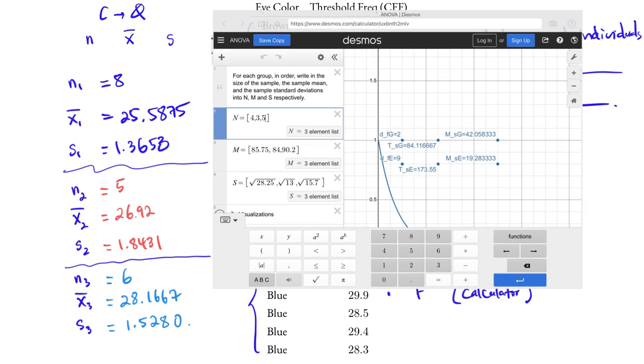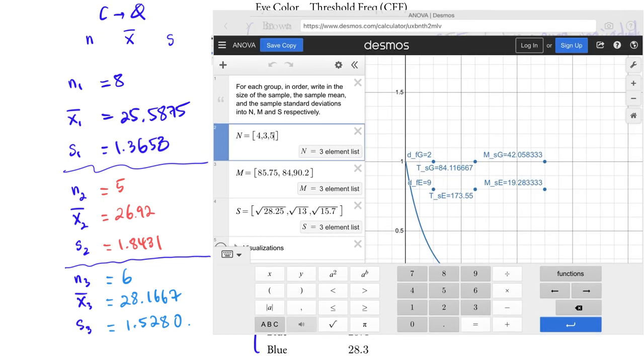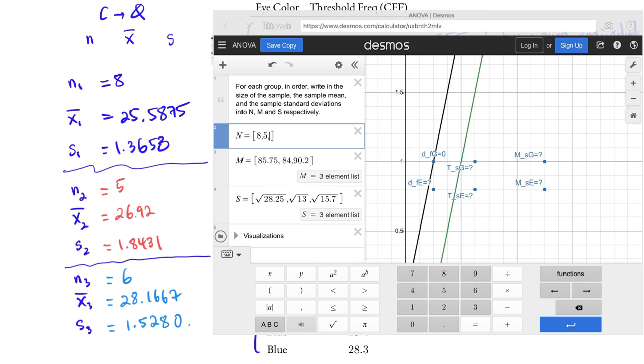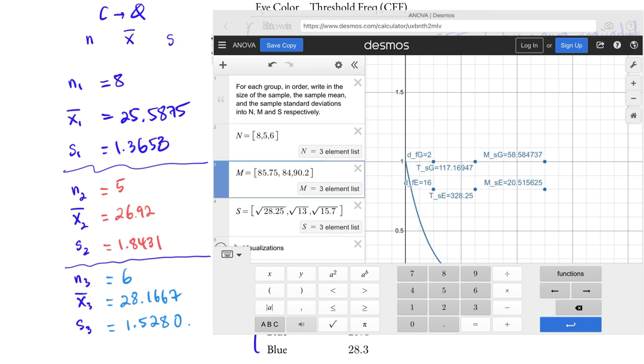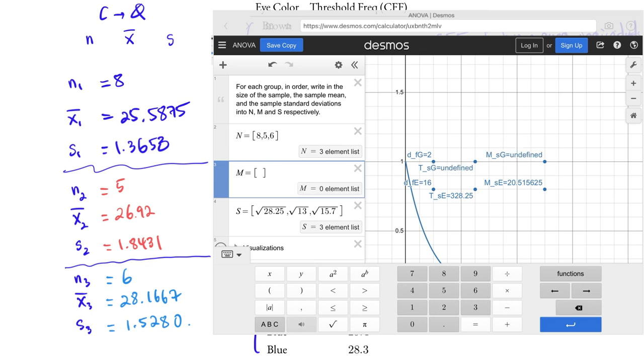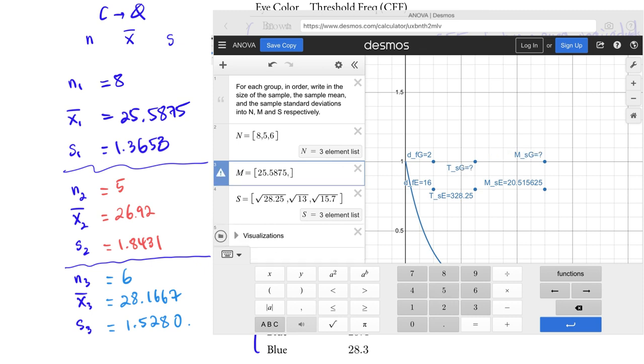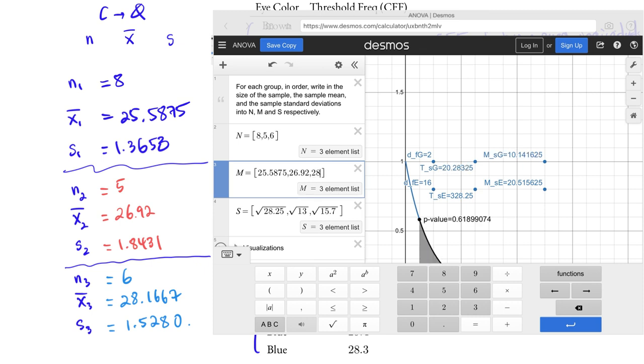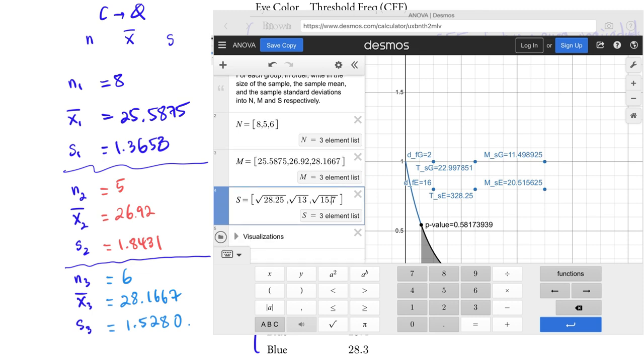Delete the entry inside the bracket only. N is the sample size. So in this case, we have 3 sample sizes, and they are 8, 5, 6 separated by commas. M is the mean for each of the samples. In this case, we have 3 means, 25.5875, comma, 26.92, comma, 28.1667. And for the standard deviation, we also have 3 standard deviations.